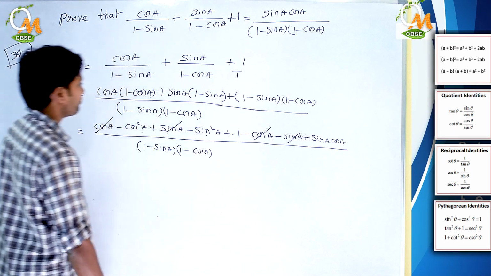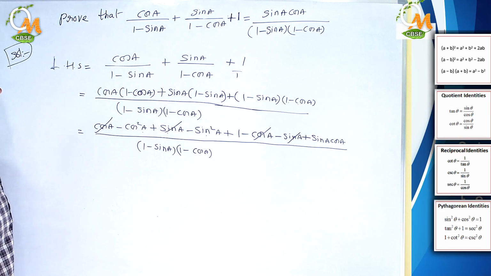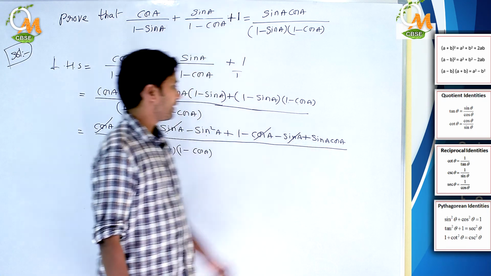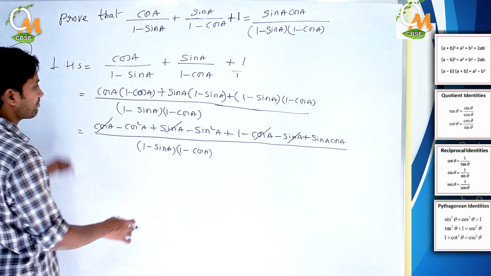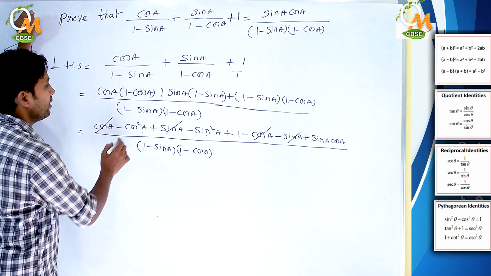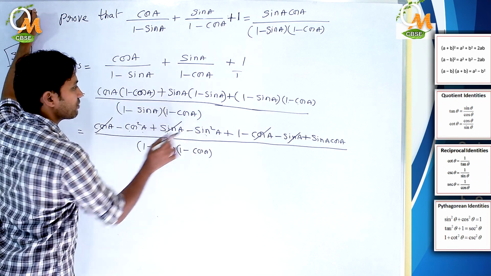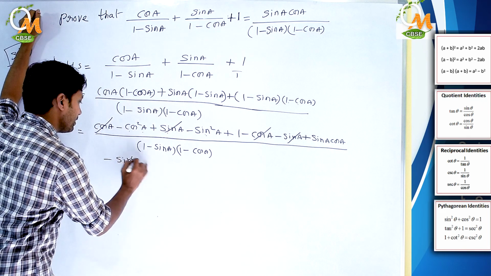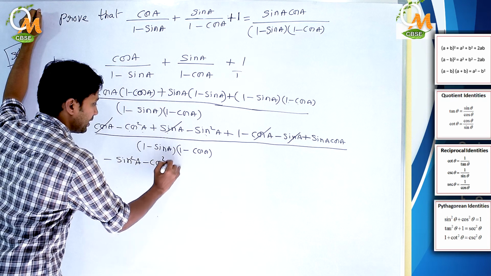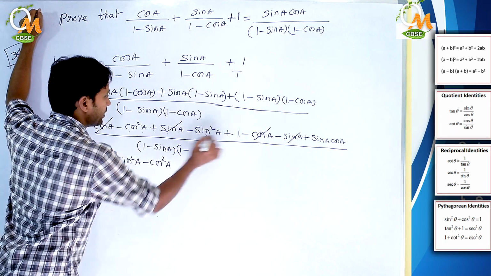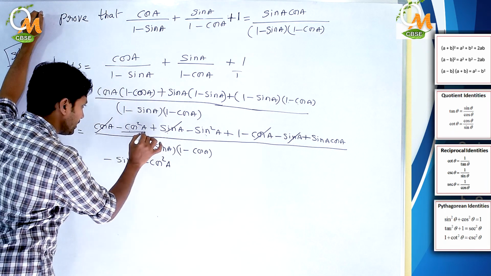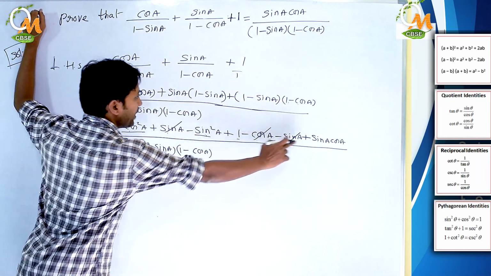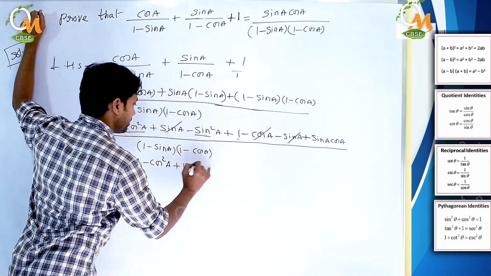Okay, and what is left over? What else is left over there? Here sin A cos A. Here minus sin square A minus cos square A. What do we get? Minus sin square A minus cos square A. Here plus 1. See, what are the terms remaining over there? This is 1 and this is 1 and this is 1. Plus 1 and plus sin A cos A is also remaining.